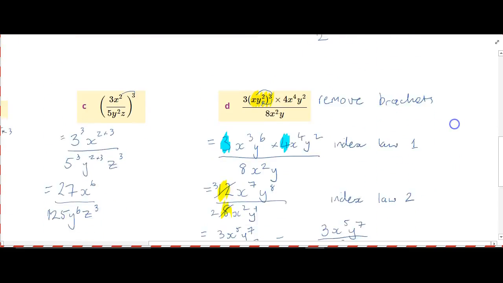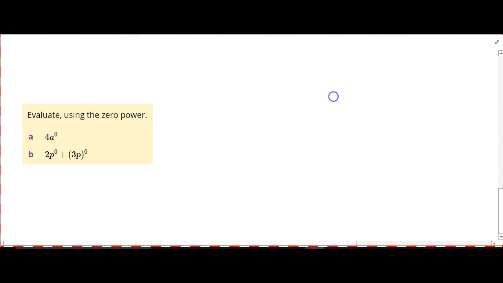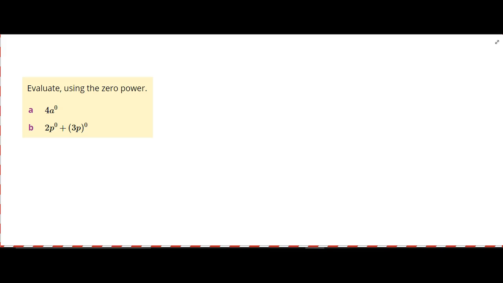Finally, where did I add some more here? Are these ones with the 0 power? Okay, so these can be a little bit tricky because of the way some of them are written. So if we have a look at this one here, let's do this one first.